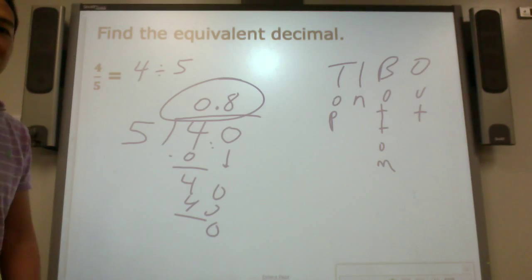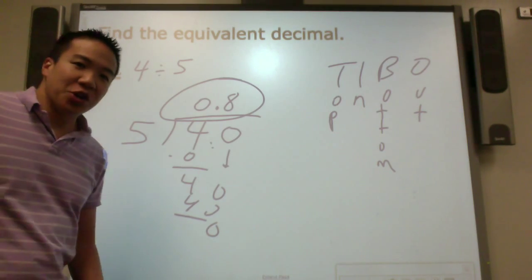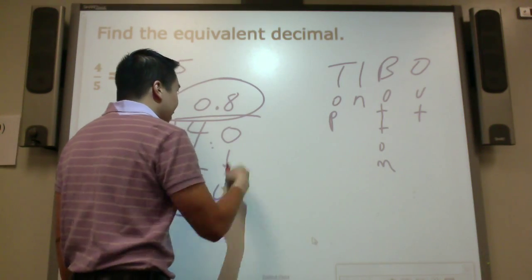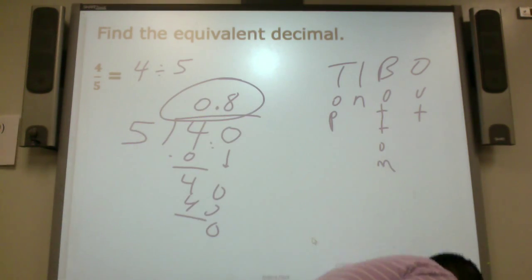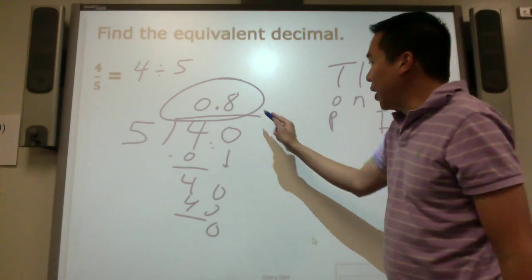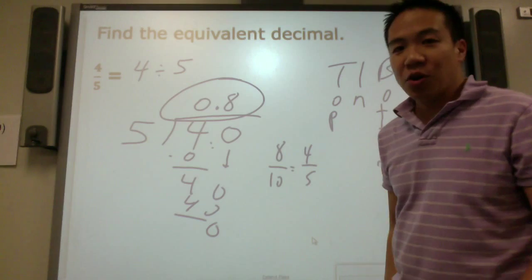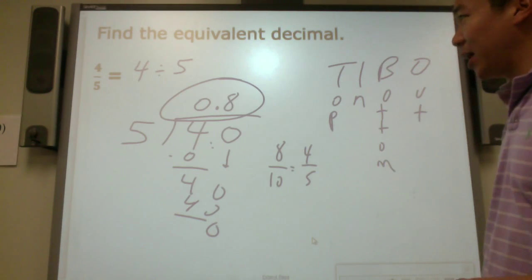So the decimal equivalency of 4/5 is 0 and 8/10, or 0 and 80/100. Either one is correct. To check your work, 0 and 8/10 simplifies to 4/5. So we can do this. Let's try another one like this.